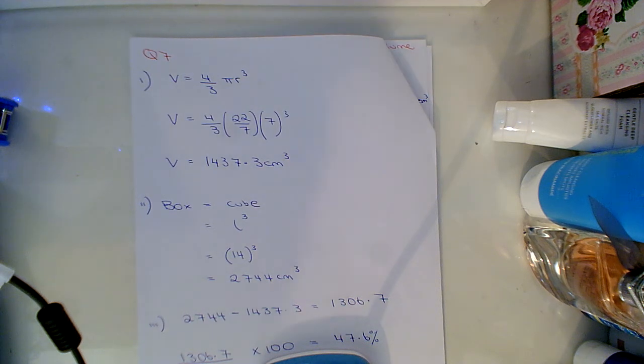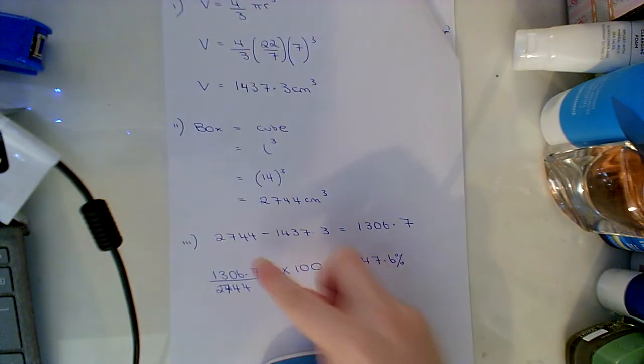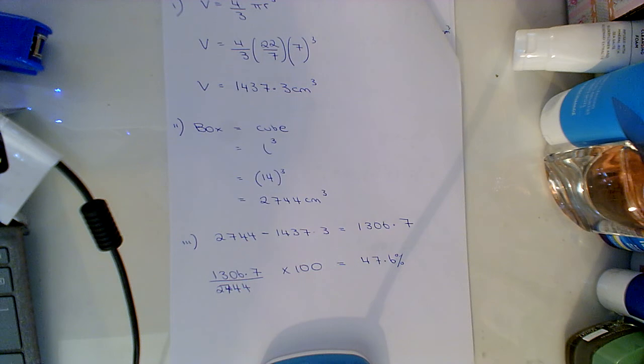Part 3 then, I have the volume of the box not occupied by the sphere written as a percentage correct to one decimal place. So basically my box is 2,744, and I take away the volume of my sphere, 1,437.3, so I have 1,306.7 over the total, multiplied by 100. So my total for the box is 2,744, times 100, and I get 47.6%.